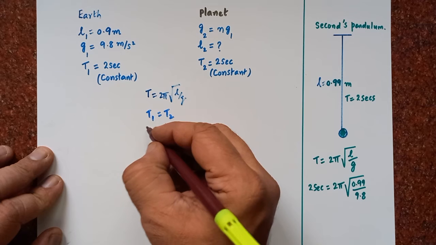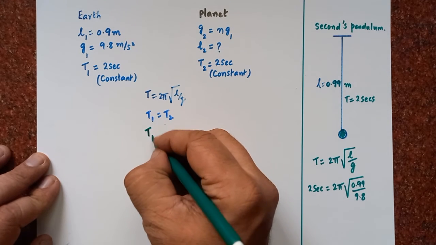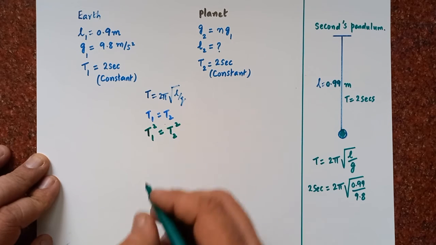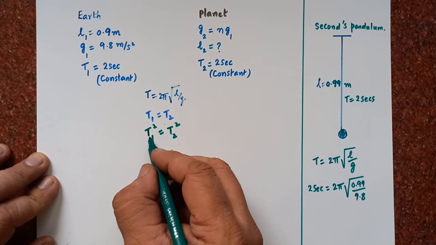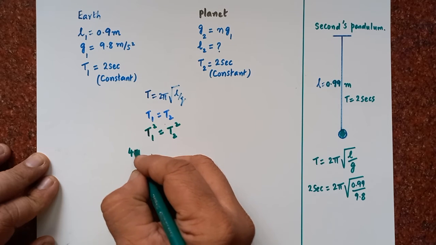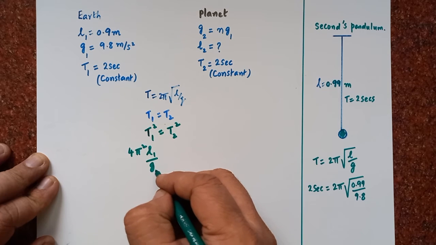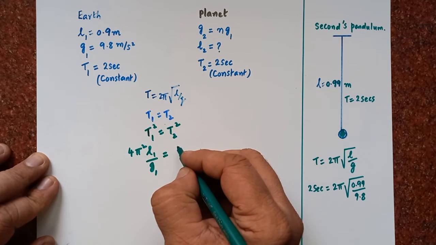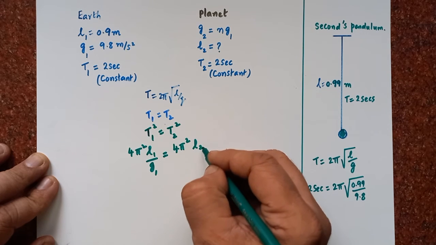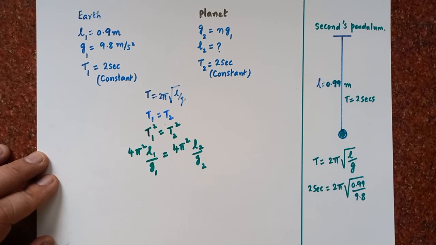Take square on both sides. We will get the new equation. T1 square is equal to T2 square. Now you can write the equation. For T1 square we can write 4 pi square L1 divided by g1. Instead of T2 square we can write 4 pi square L2 by g2. Okay.